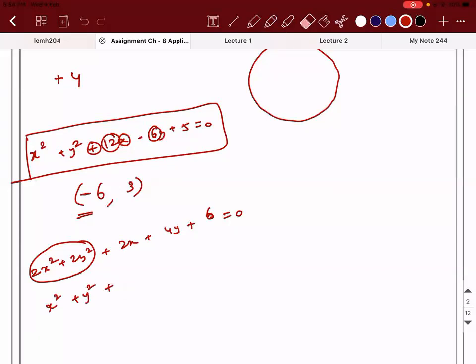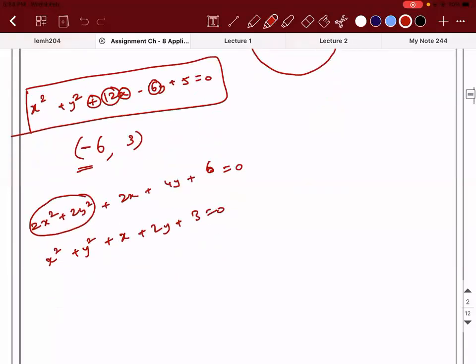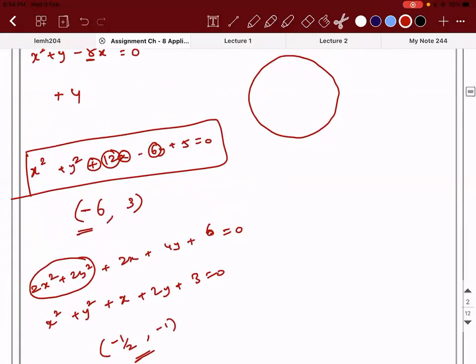Plus x plus 2y plus 3 is equal to 0. So center is? Minus 1 by 2 comma minus 1, sir. Very good. Now you understood? Yes, sir. Right, all these things you have learned last year.